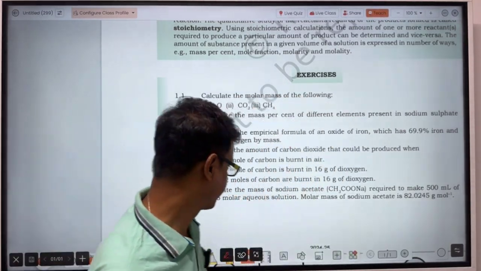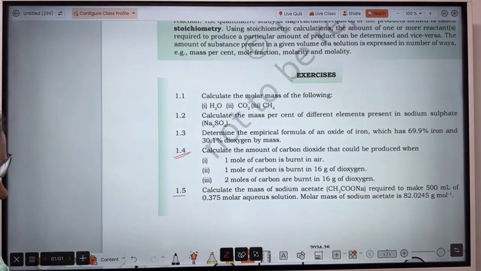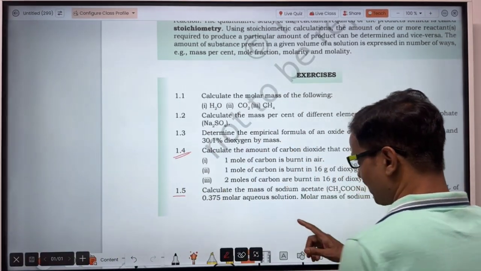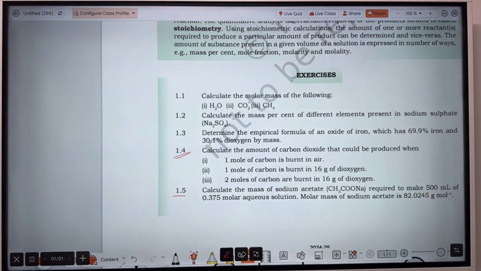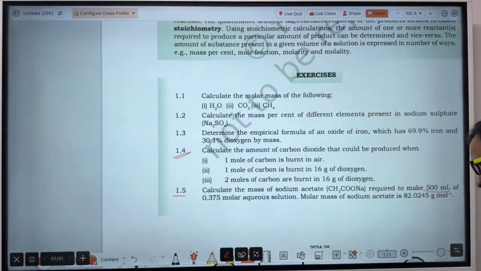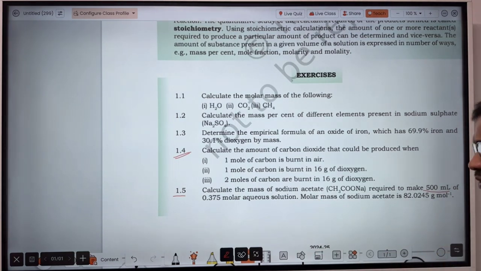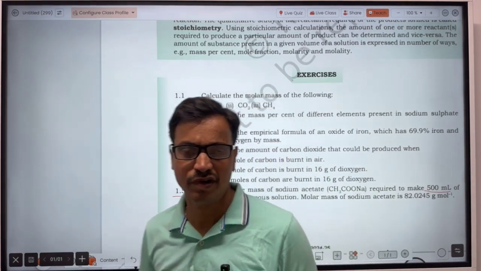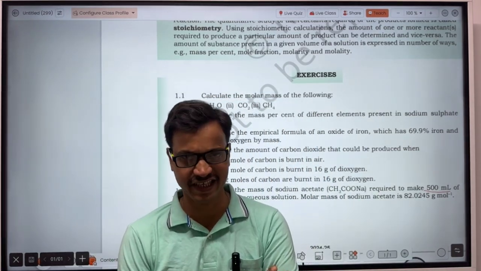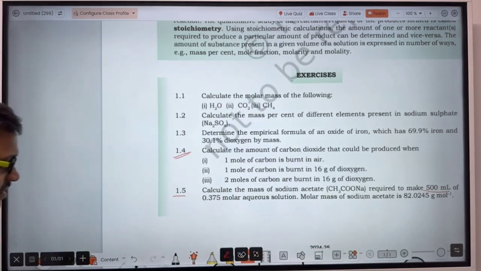Chapter 1, that is Some Basic Concepts. Now we discuss question number 1.5. What the question asks is that you will have to find out the mass of sodium acetate, and the volume of the solution is 500 ml. The concentration of the solution is 0.375 molar, and the molar mass of sodium acetate has been given. So you will not have to calculate that. Here it is a very simple question.